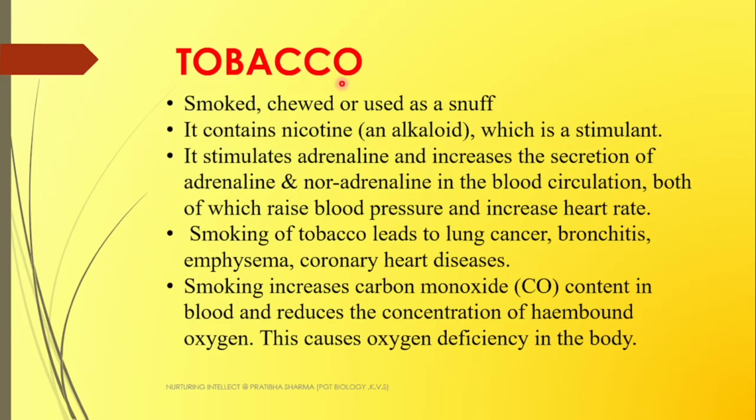Coming to the next category of drug abuse, that is tobacco. Tobacco is either smoked, chewed, or used as a snuff. It contains a stimulant known as nicotine. Nicotine is an alkaloid, and on its release it stimulates the adrenal gland to produce adrenaline and noradrenaline in the blood circulation. These two hormones raise the blood pressure and increase heartbeat.